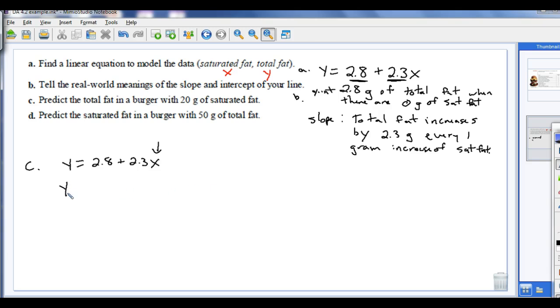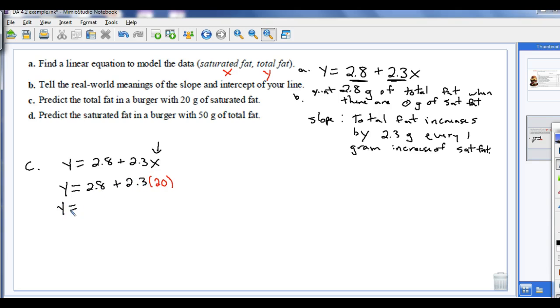So I'm going to have y equals 2.8 plus 2.3, and it's not going to be x, because we actually have a number. It's going to be 20. There we go. Now all we have to do is solve. Well, 2.3 times 20 is going to be 4.6 times 10, which is going to be 46.